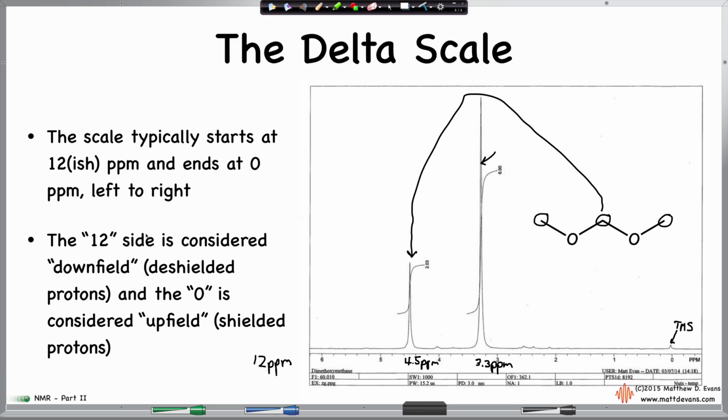Okay, so some more terminology. I think we've mentioned this several times in class. The 12 side of this scale is considered downfield. These are going to be the de-shielded protons. And the 0 side is considered the upfield side. These are shielded protons. And remember, the protons of TMS are the most shielded you can have because of the silicon.